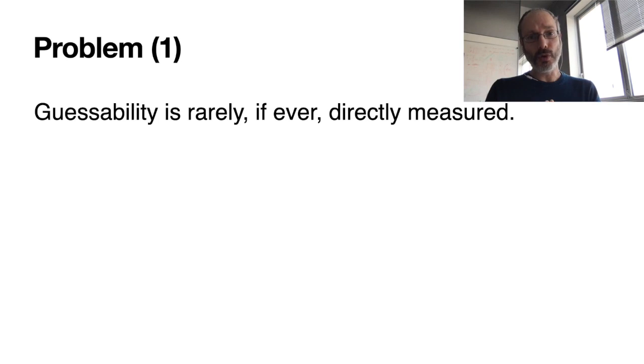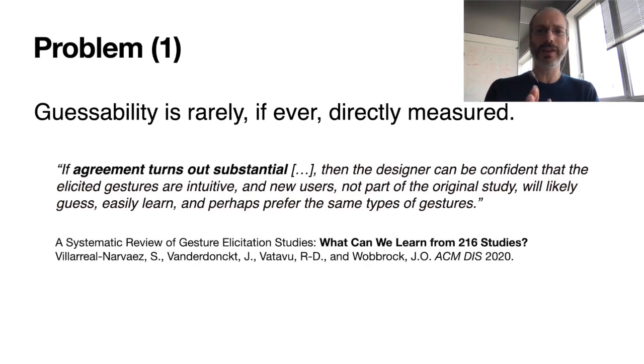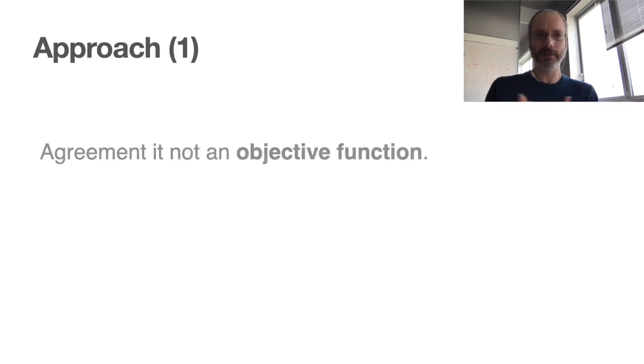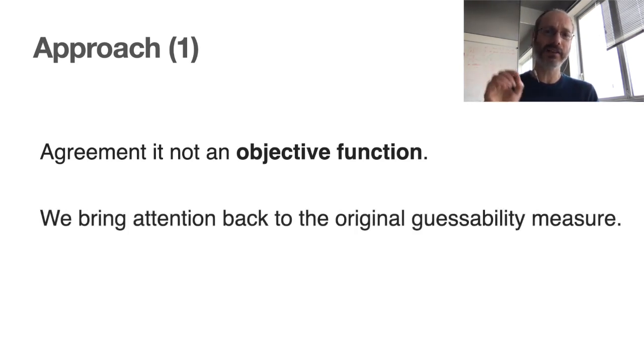A review of more than 200 studies between 2009 and 2019 shows that agreement measures largely dominate the analysis of gestural elicitation results. An agreement is commonly presented as an indirect measure of guessability. We argue that agreement metrics cannot be used to compare alternative mappings, so they are not appropriate for optimization. So we bring attention back to the original guessability measure.